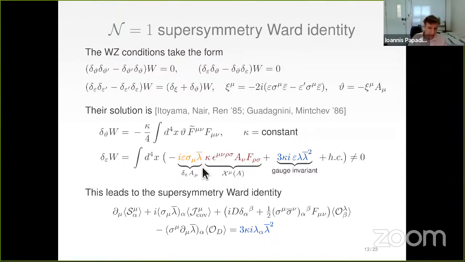So here is the Bardeen-Zumino current for this particular case, and then this is a gauge invariant term that depends only on the gauging. And this is the corresponding Ward identity. Because now there are additional operators in the multiplet, there are other terms here, for example this term. But the important thing is that the covariant current appears here.